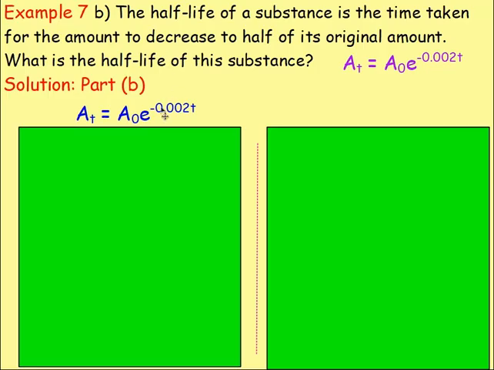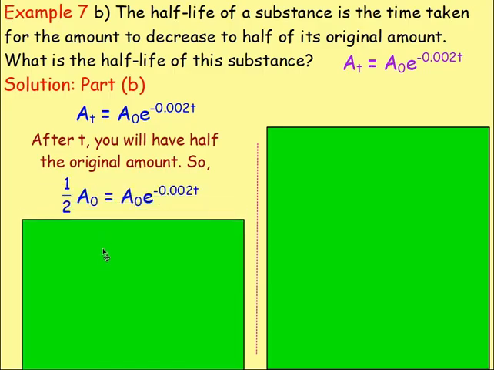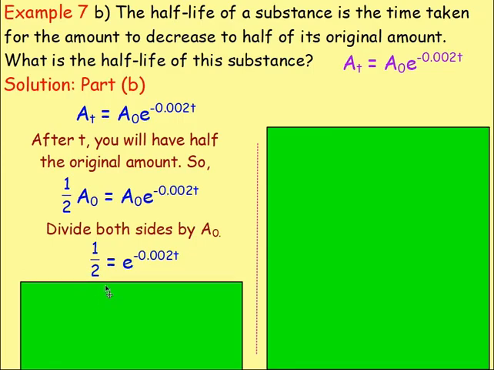Or, a more general way, we can think: after a length of time t, you'll have half the original amount. So here, instead of A t, we've got half of this original, so really we've got half of A naught. Two different ways to do this, and this one is more general. From here we can do the same thing again. Divide both sides by A naught. So really a half equals e to the power of negative 0.002t.